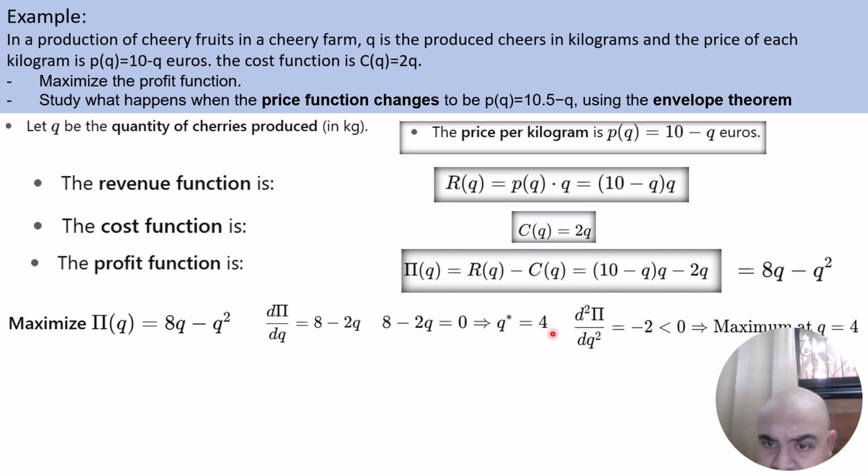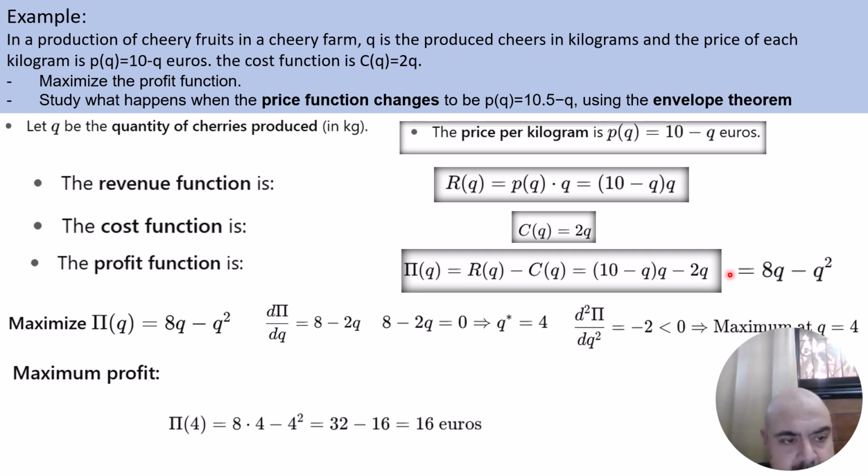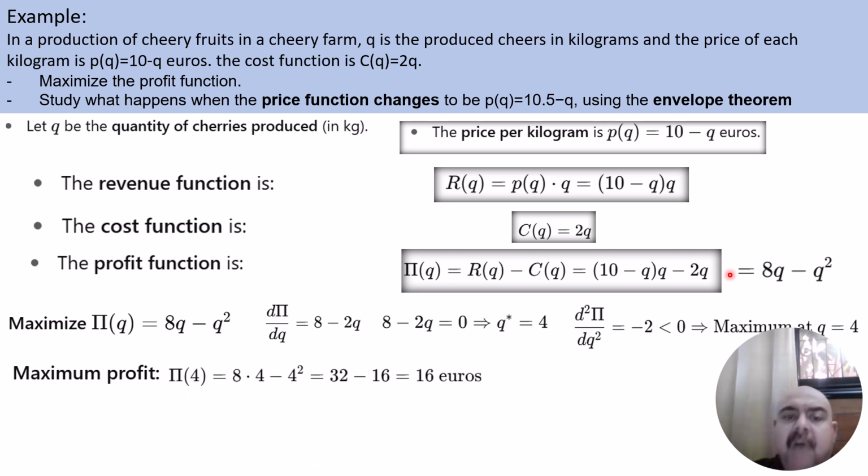It's not only this, but if we substitute 4 in this profit function, we will get the maximum profit. So bottom line, I've completely solved the problem. The first part is already done. The maximum will happen when the production is 4 units, and this value will be 16.